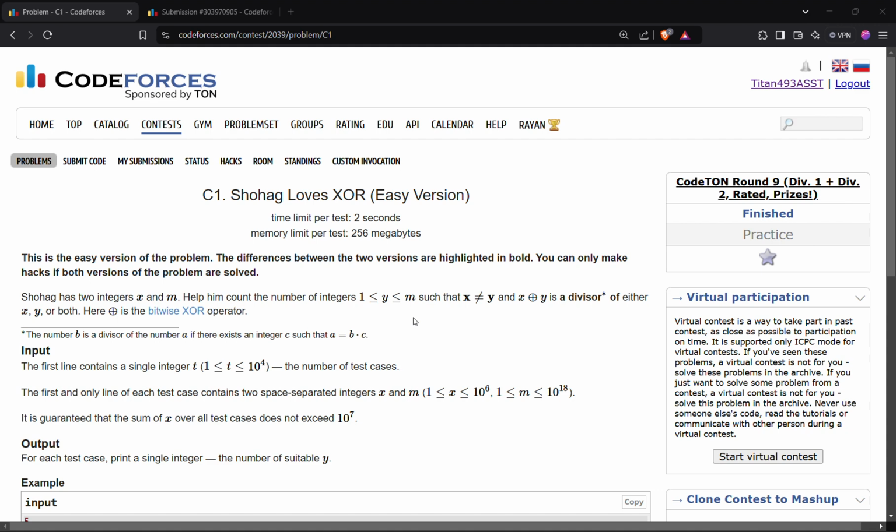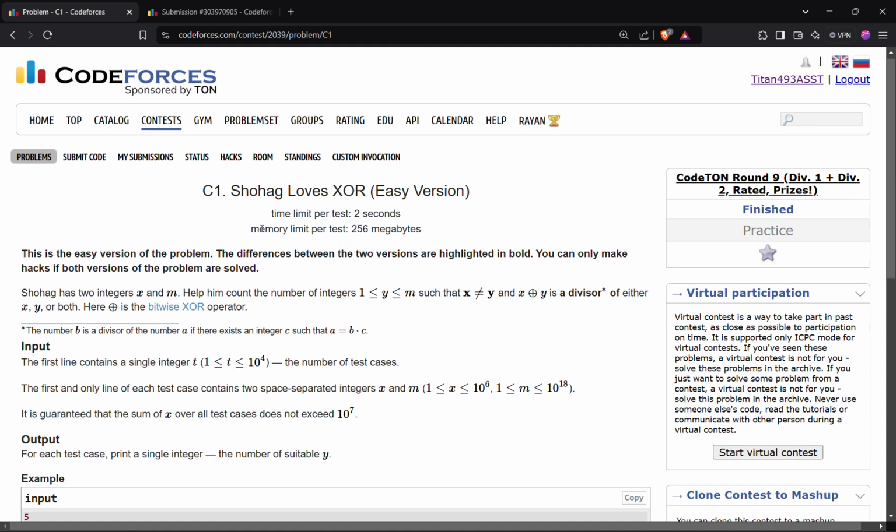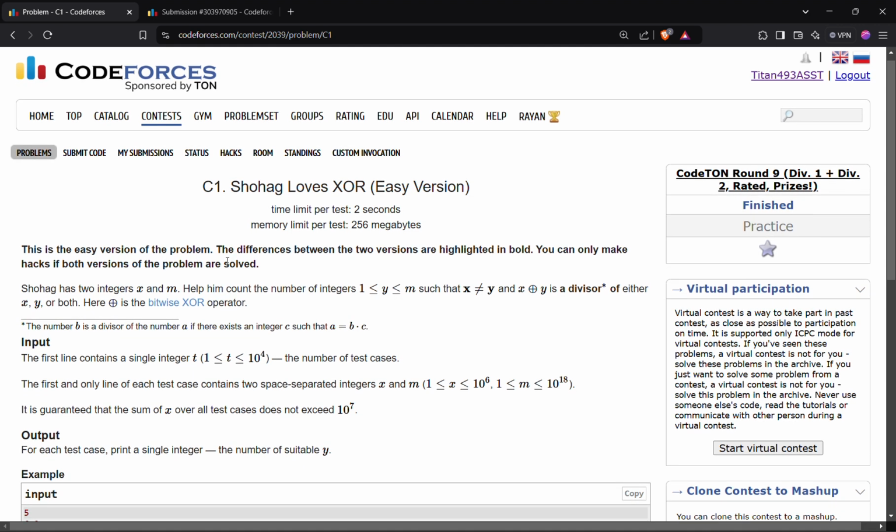Today we will be taking a look at this easy question called Shohag Loves XOR from the recent CodeTON round. It is actually a very mathy question, I would say, math related. There's nothing much of programming needed here, and I would definitely recommend you to try this problem on your own. So here we go.